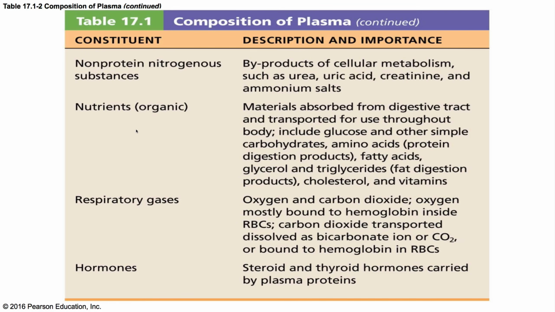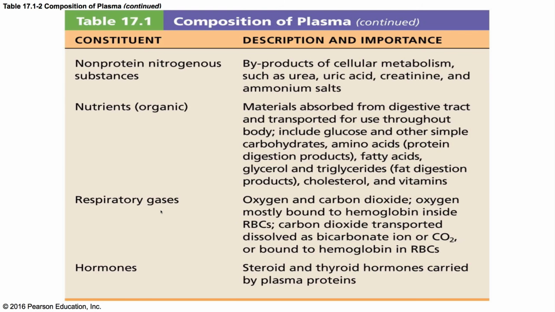Other solutes we find include non-protein nitrogenous substances, and these are byproducts of cellular metabolism. So things like creatinine, uric acid, urea, and ammonium salts. We also have organic substances. These are nutrients. So they're absorbed from the digestive tract and they get transported throughout the body. They include glucose and other simple carbs. We have amino acids, fatty acids, glycerol, cholesterol, vitamins, triglycerides.